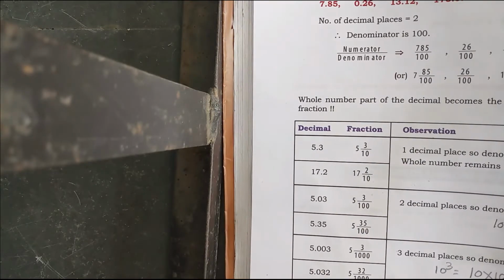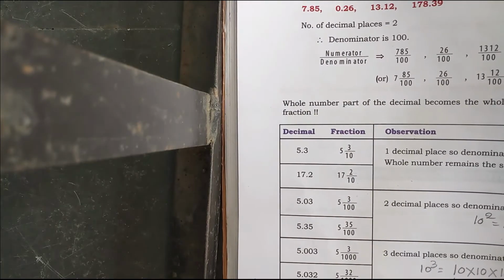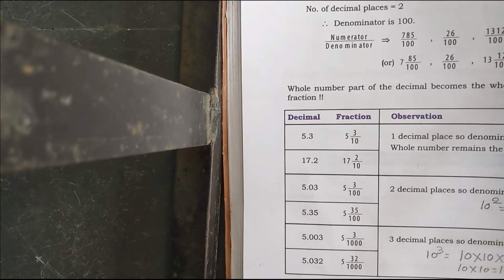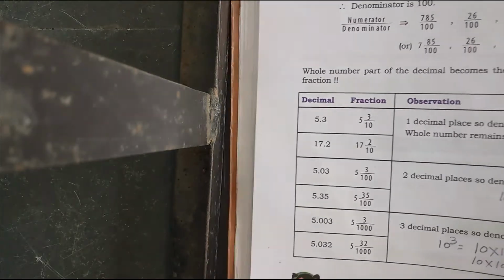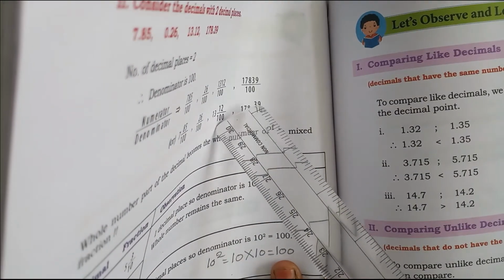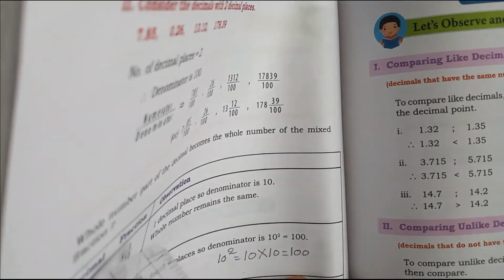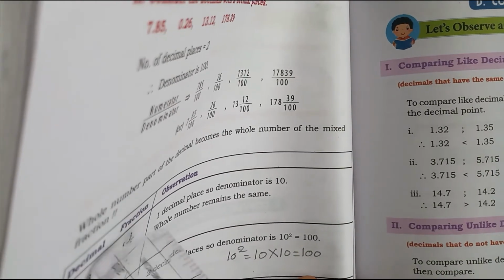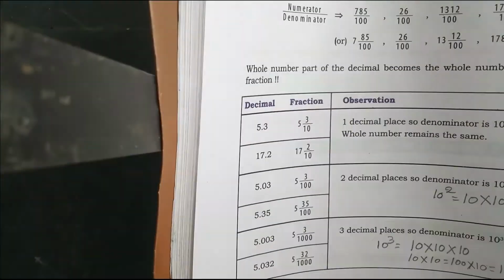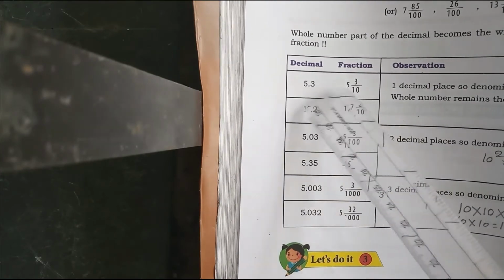178.39 we write as 17,839 by 100, and the mixed fraction is, you can see here in the textbook they have given very clearly, 178 and 39 by 100. The whole number part of the decimal becomes the whole number of the mixed fraction. Now let us see decimals, fractions and the observation.